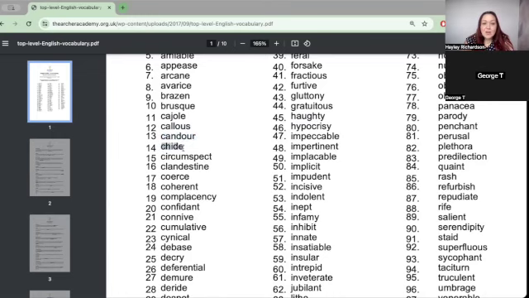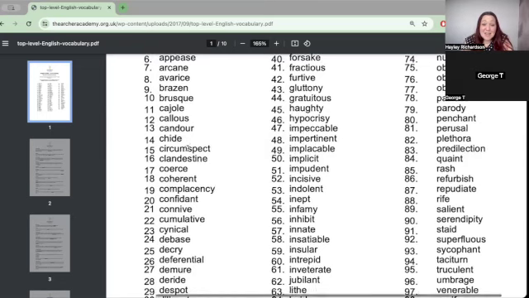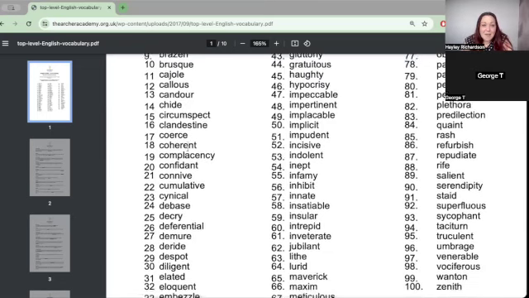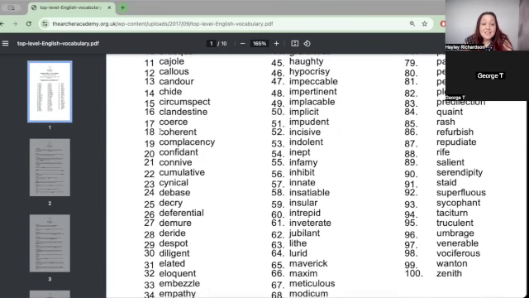Chide, tell someone off. So Mr. Birling in An Inspector Calls chides Eric. Can't remember the quote for this one, but he does tell him off every now and again. He definitely chides him for stealing the money. He tells him off for that, which I don't blame him for. Coherent means clear and understandable.